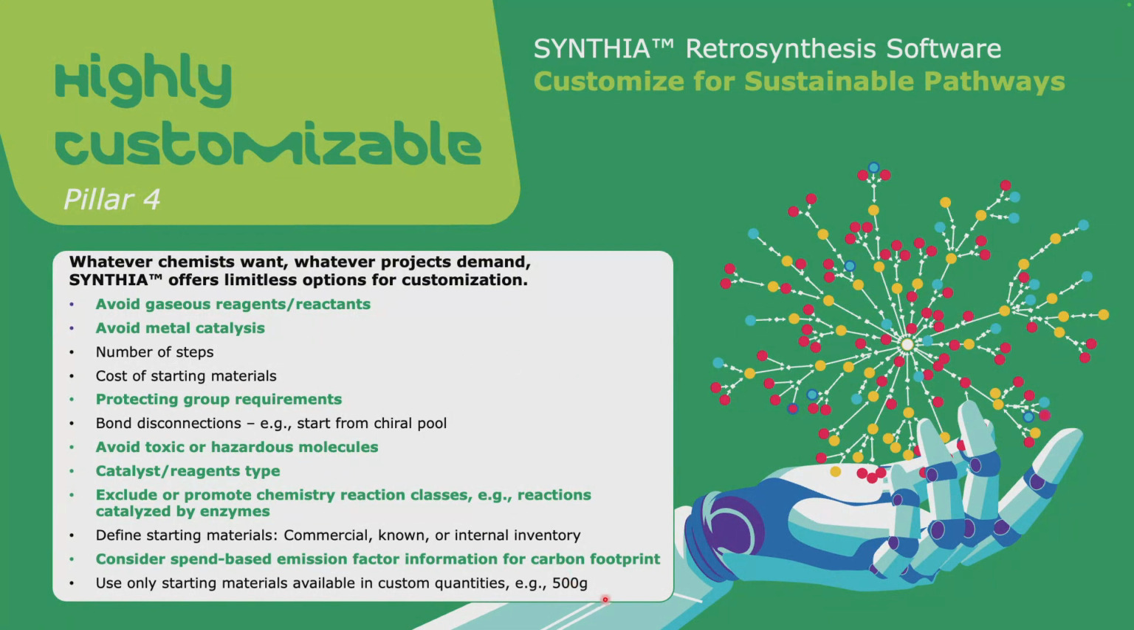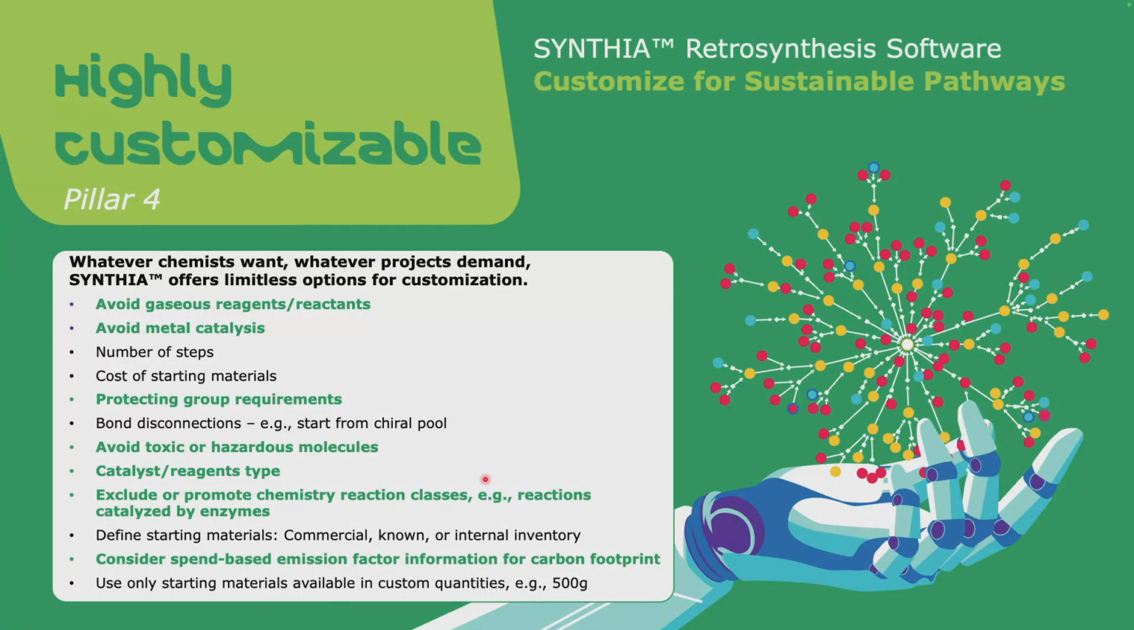Some chemists are, for example, interested in carbon footprint information for their pathways, while the others would like to, for example, scale up the synthesis. So they would like to start with starting materials that are available in bigger quantity. Some chemists would like to start with chiral pool molecules and many, many more. So we designed SYNTHIA to allow users to easily specify additional constraints for their synthesis, which also makes the results adaptable to really diverse needs of the users.